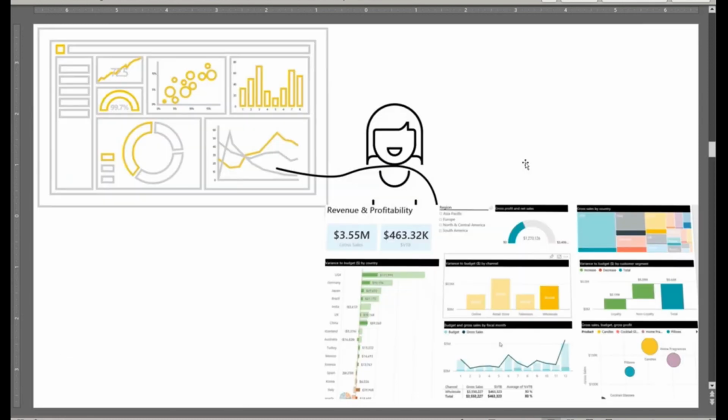So our management is able to make better decisions by using the data and the insights. Business intelligence is also known as the decision support system.